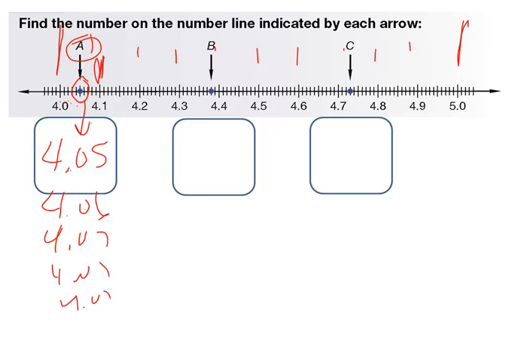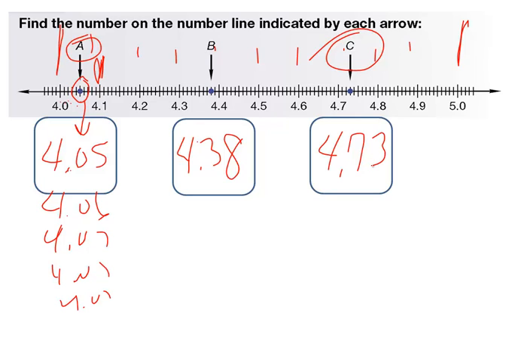See if you can figure this one out. It's going to be 4.3 something, right? So 4.3, and then we count our tick marks. Starting at the 4.3, we got 1, 2, 3, 4, 5, 6, 7, 8. So that's 4.38, which is a little bit less than 4.4. For C, we're going to start with our 4.7. We know we have that. Add our tick marks of 3, and we're done. 4.73 is our answer for C.